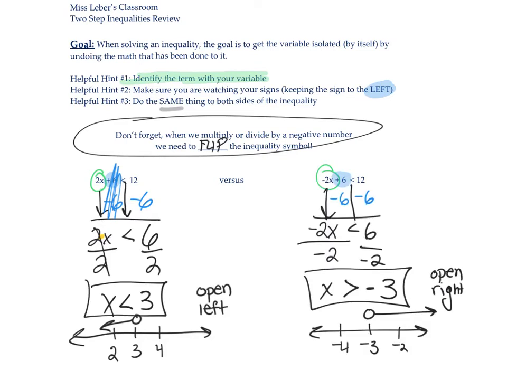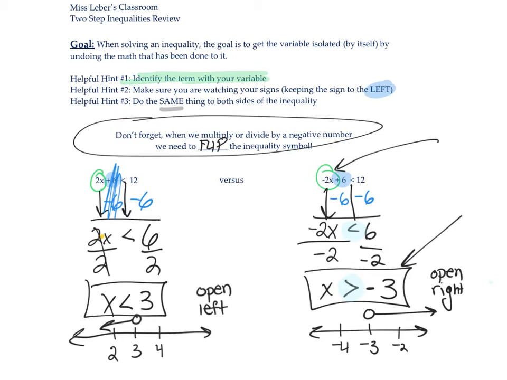Alrighty, so I hope you did not get tricked by this negative coefficient in front of your x, that negative 2, because that's going to make all the difference when we have our solution down here. We needed to flip this inequality symbol right here to make it a greater than sign, because we did divide by a negative number on both sides.